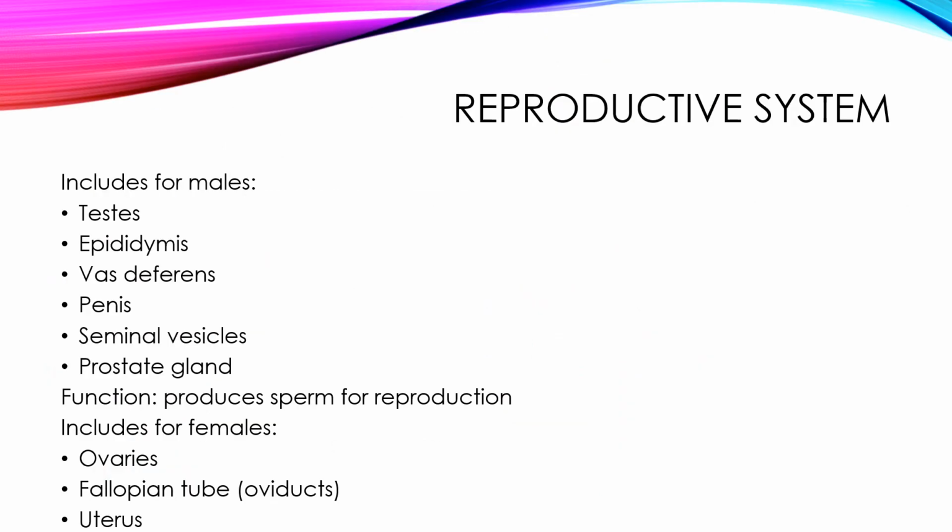Your reproductive system. So yes, you guys are going to basically get another family life lesson. I apologize, but if you're going to go into medicine, you're going to have to be mature about this. So for males, they have the testes, epididymis, vas deferens, penis, seminal vesicles, and prostate gland. So their whole thing is sperm production. So for us females, we have ovaries, fallopian tubes, or oviducts. We have our uterus, and I know it's cut off here, but also your cervix, and vaginal canal.